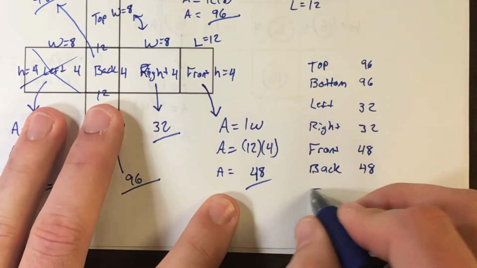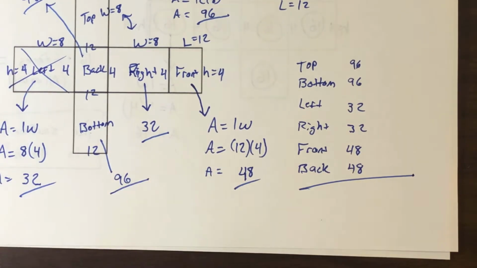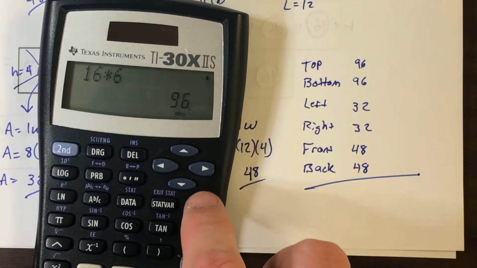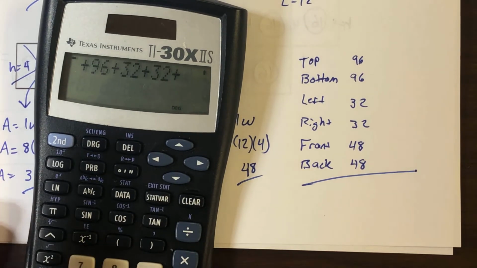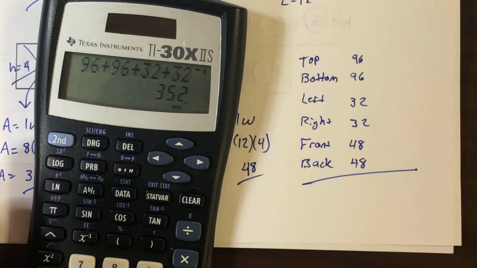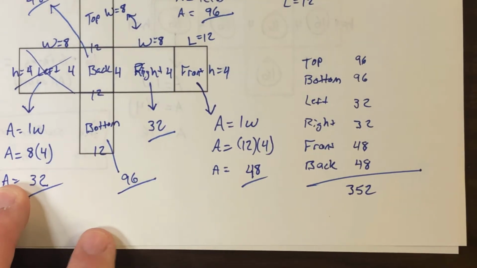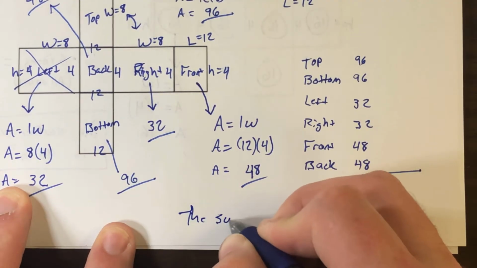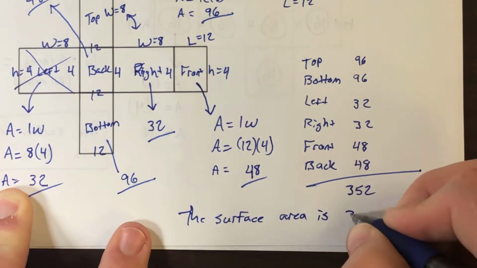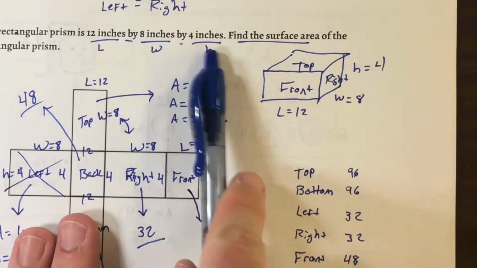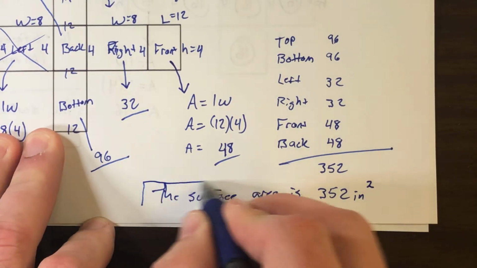Okay, what am I going to do with these numbers? Add them. Surface area is the area of all surfaces, not just the top. So we're going to do 96 plus 96 plus 32 plus 32 plus 48 and 48. We get 352. All right, let's write our answer. The surface area is 352. We're measuring in inches and it's area, so it's squared. 352 inches squared.